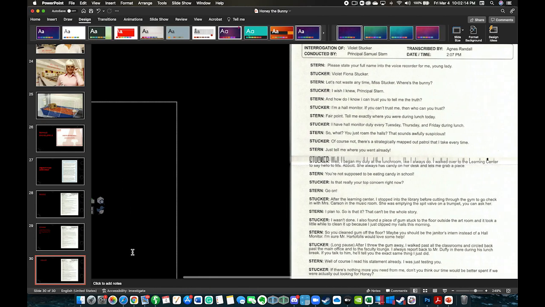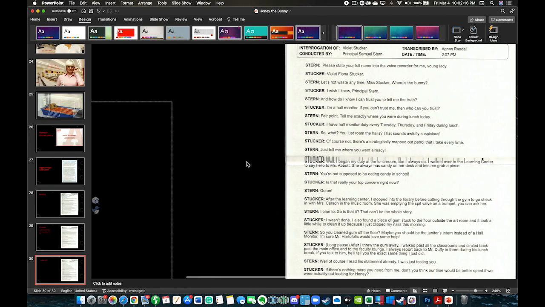Well, she says I messed up here, but she began her duties at lunchtime like I always do. I walked over to the Learning Center to say hello to Mr. Abbott. She always has candy on her desk and lets me grab a piece. You're not supposed to eat candy during school, but he wants to know this information.